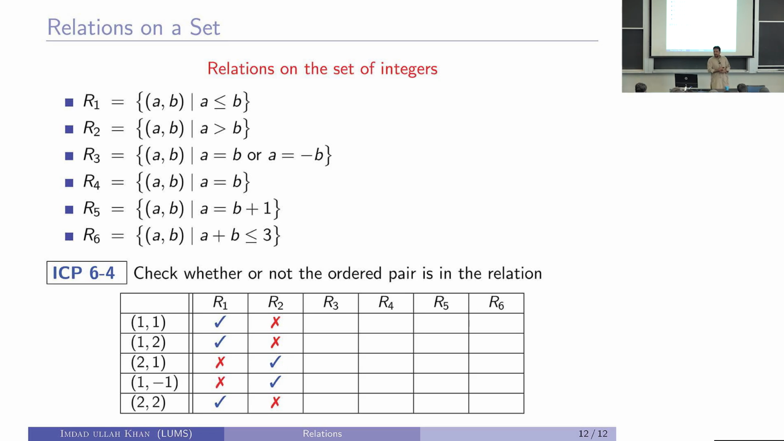So is (1, 1) in R6? 1 plus 1 is less than or equal to 3, right? Is (1, 2) in R6? Is (2, 1) in R6? 2 plus 1 is less than or equal to 3, right? Is (1, -1) in R6? And (2, 2) in R6? No, 2 plus 2 is 4, so it is not in R6, right? So that's how you do this.